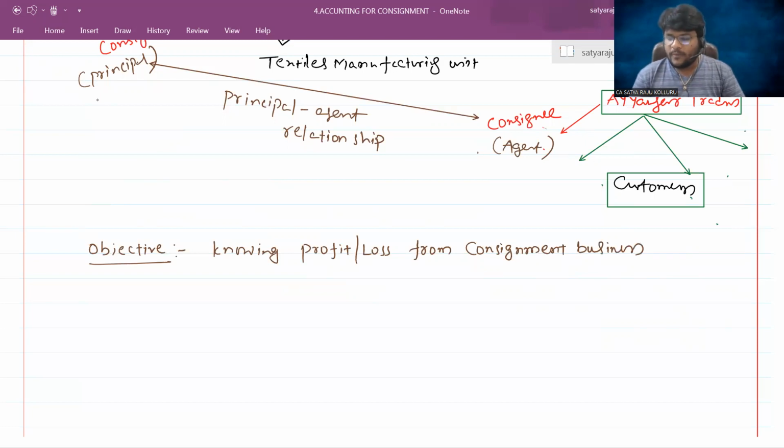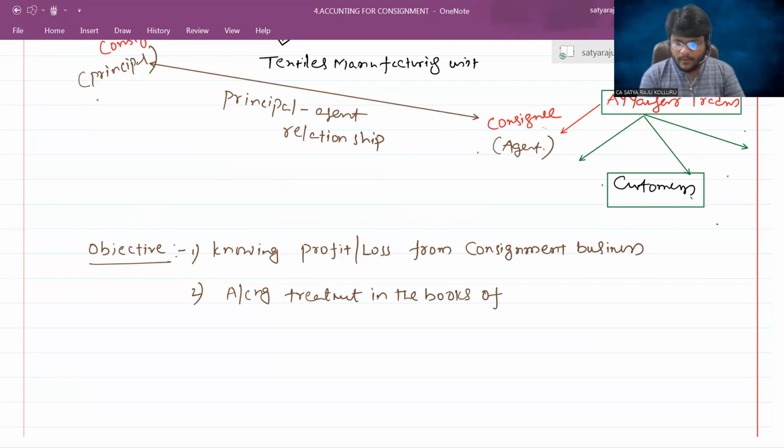Knowing profit or loss from consignment business, number one. Number two, accounting treatment in the books of consignor. Accounting treatment in the books of consignee.